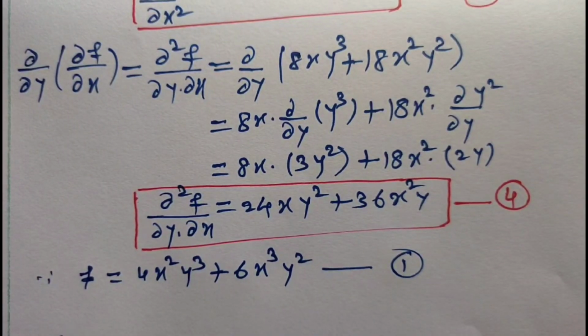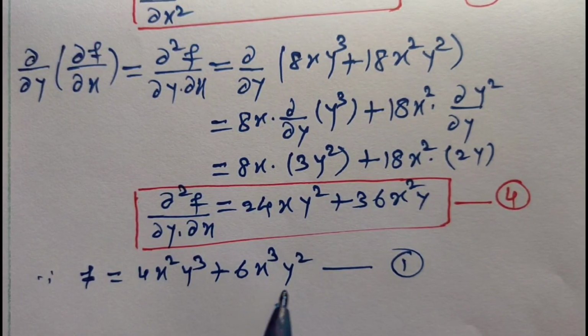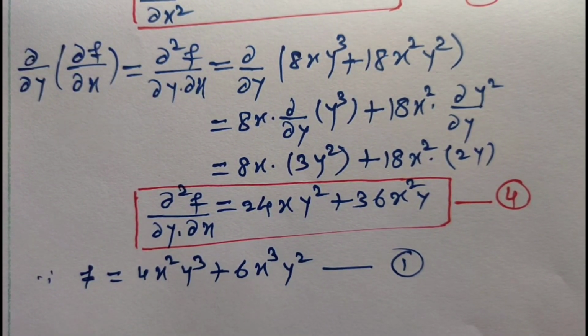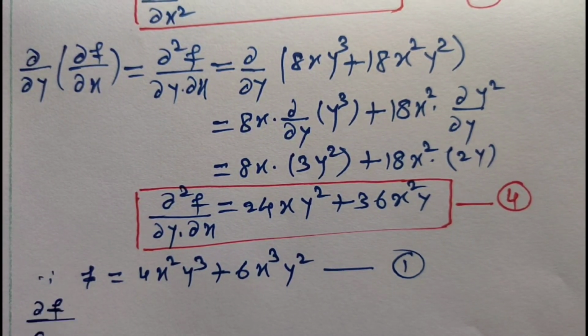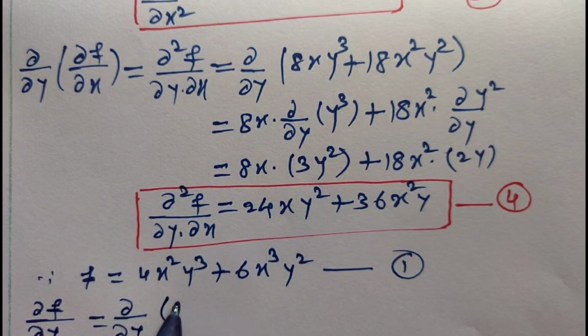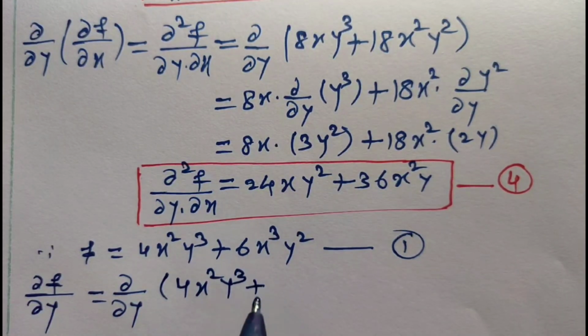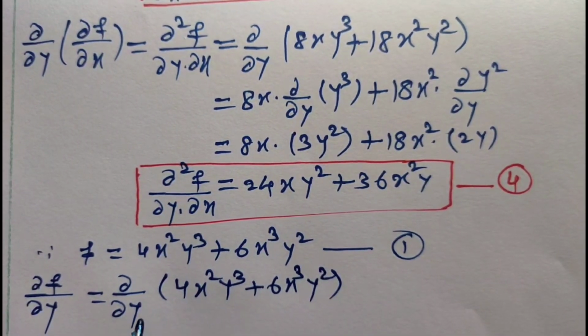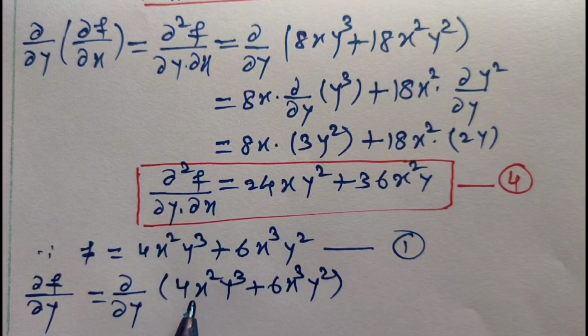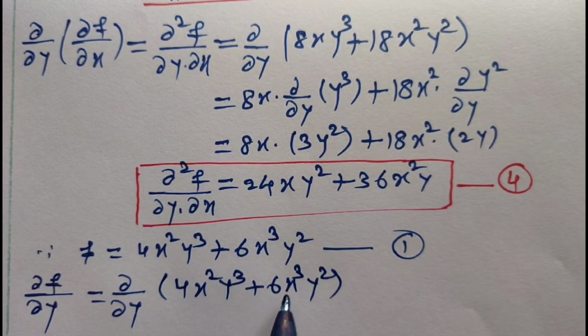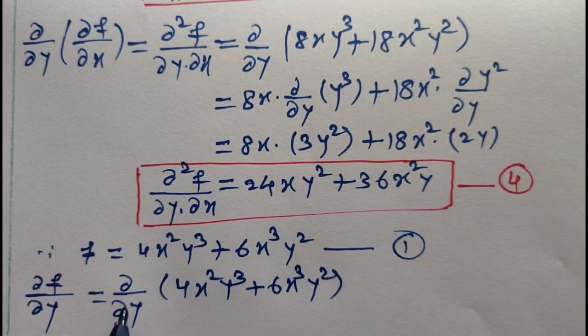Now since given function is f is equal to 4x square y cube plus 6x cube y square, we have to partially differentiate this function with respect to y. Hence ∂f/∂y is equal to partial derivative of right hand side, that is 4x square y cube plus 6x cube y square. We are partially differentiating with respect to y, so 4x square becomes constant coefficient of y cube and 6x cube becomes constant coefficient of y square. Separately apply this partial differential operator on each term.